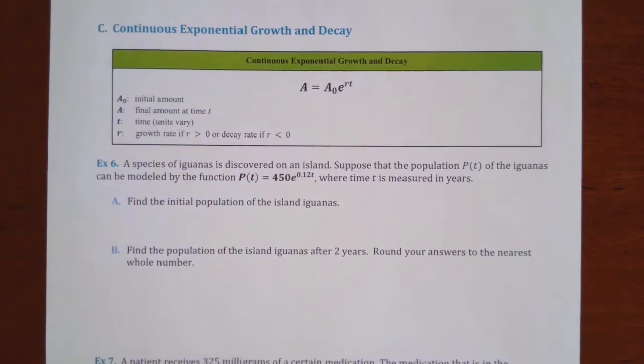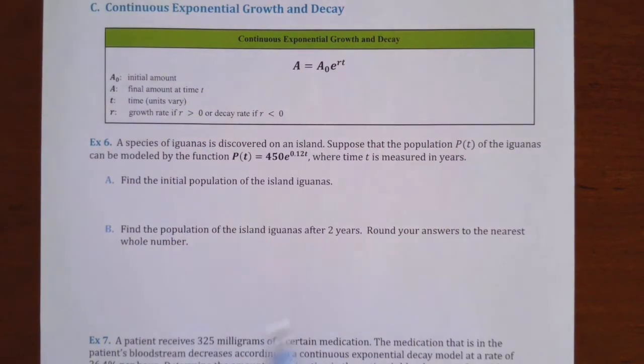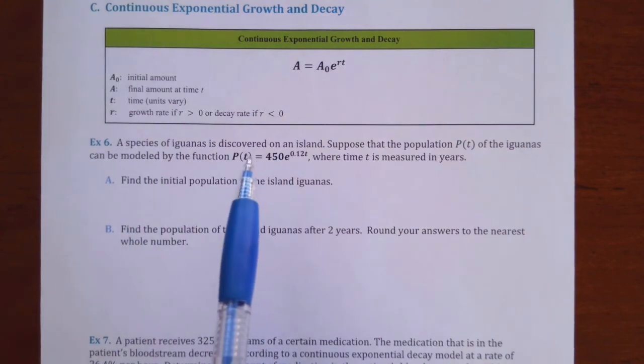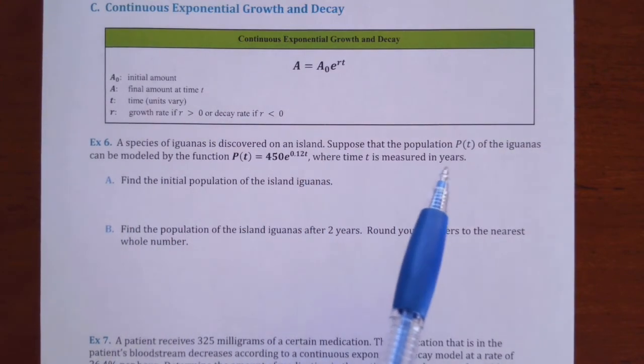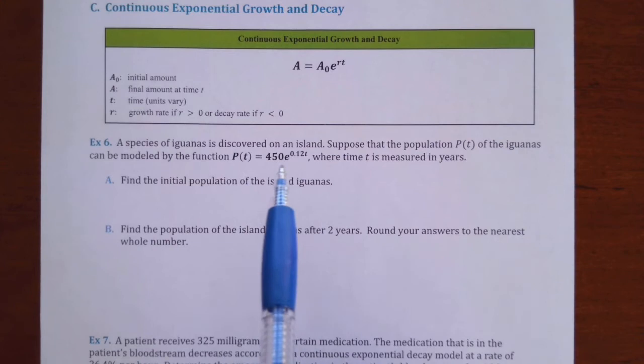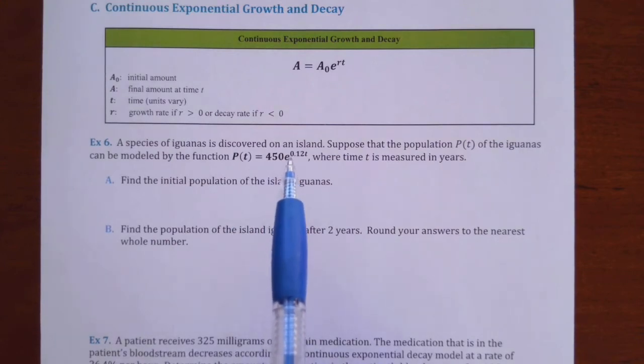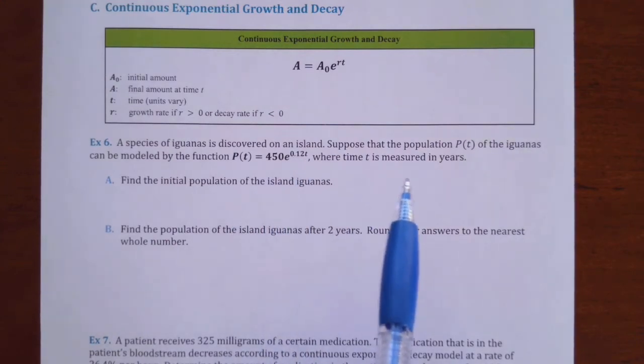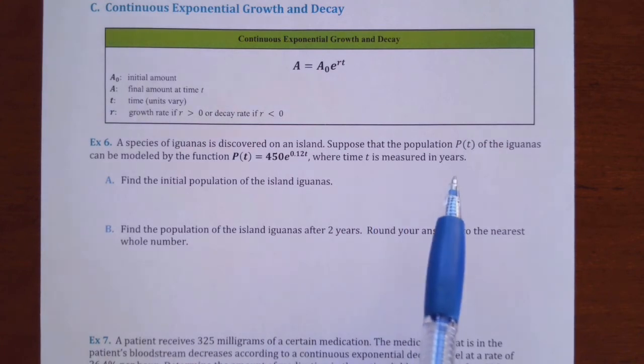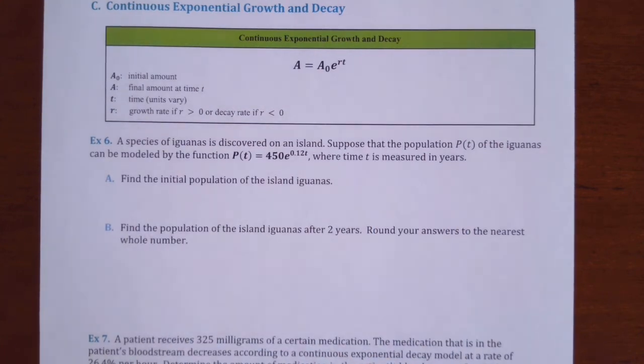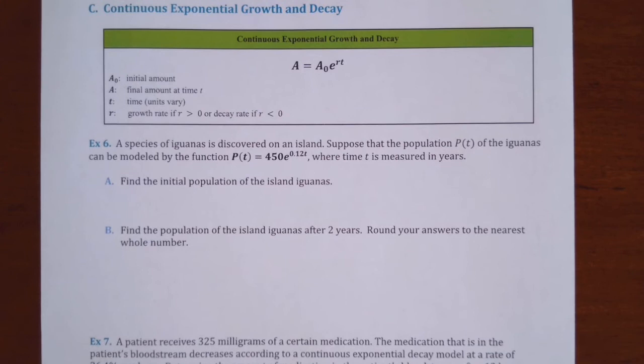All right, so let's look at example 6. We have a species of iguanas discovered on an island. The population of the iguanas is modeled by this equation, 450e to the 0.12t, where time is measured in years. What's the initial population of the iguanas on this island?